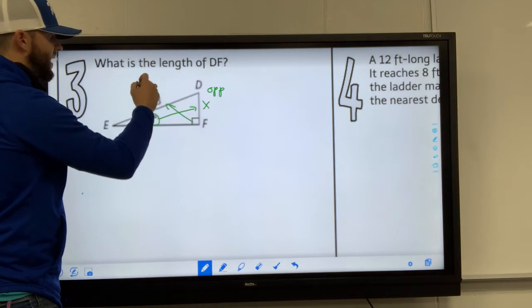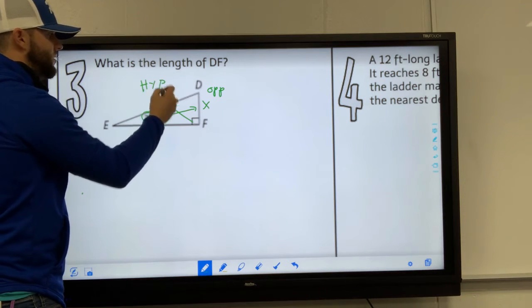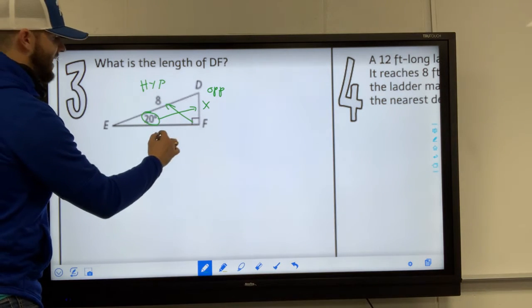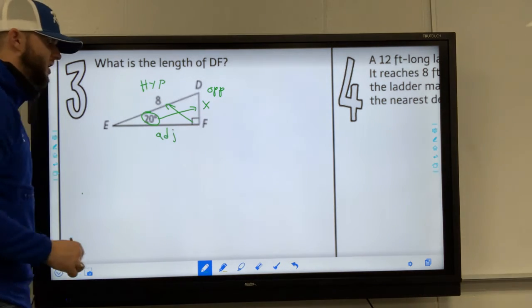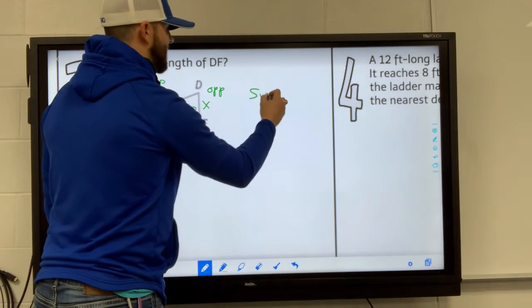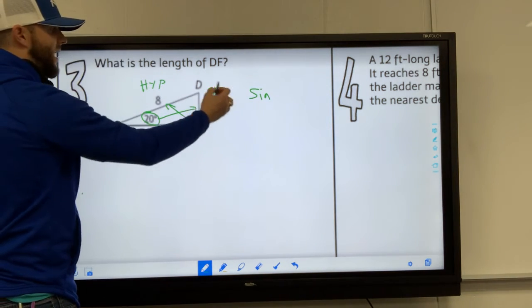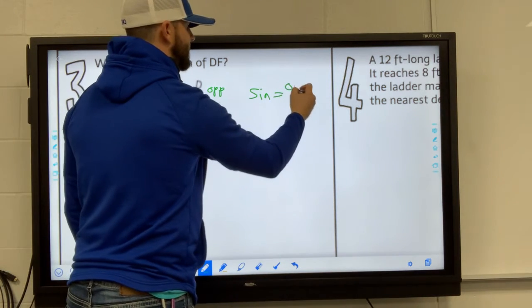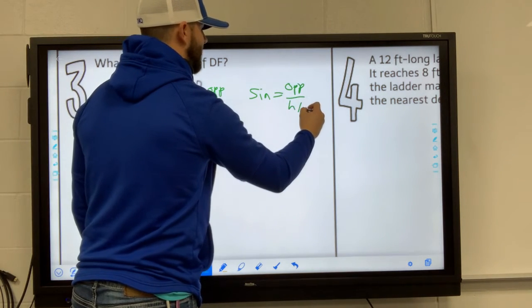Opposite the 90-degree angle is always going to be your hypotenuse. And you notice I label this the same way every single time. And then the third side that I did not label is always your adjacent side. So with that being said, I am going to be using my sine ratio because I need my opposite side and I have my hypotenuse. So I'm going to be using the opposite over the hypotenuse.